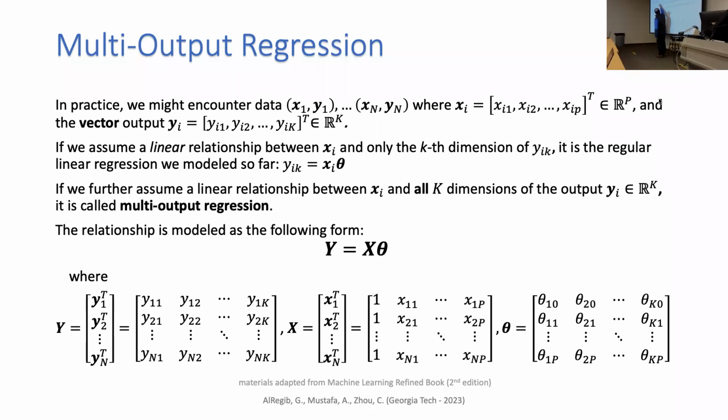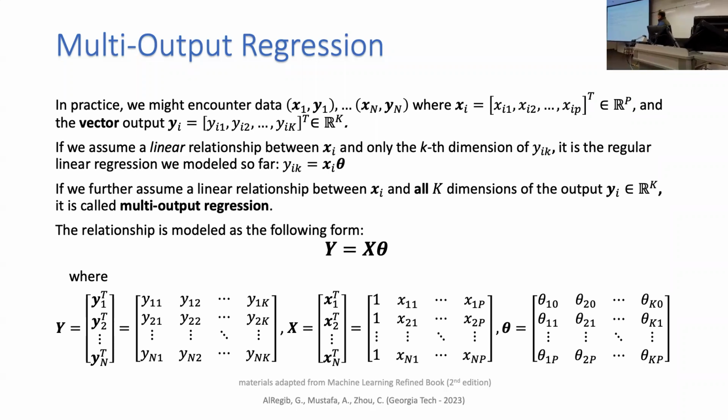So now my output yi, boldface small, means it's a vector. It has dimension of k, capital K in this case. So now each one of the y's is not a single value. So now for the first one, I have y11, y12, y1k, meaning theta 10 plus theta 11 times x11, all the way to theta 1p times x1p, will not be equal to y1. It will be equal to y11, y12, and so on. So there will be multiple of these values in here.